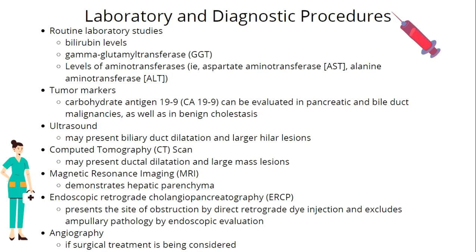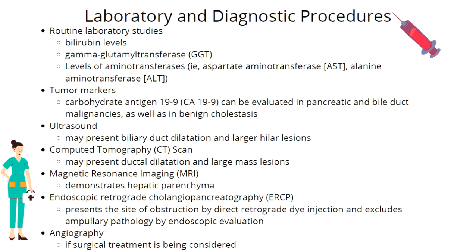The laboratory and diagnostic procedures. First is the routine laboratory studies, which include the bilirubin levels, the gamma-glutamyl transferase or the GGT, and the levels of aminotransferases, the alanine aminotransferase. Now there are the tumor markers. First is the carbohydrate antigen 19-9 or the CA 19-9, which can be evaluated in pancreatic and bile duct malignancies as well as in benign cholestasis.